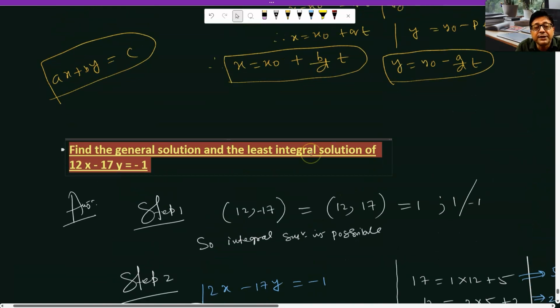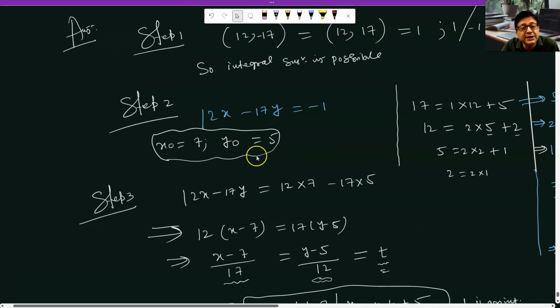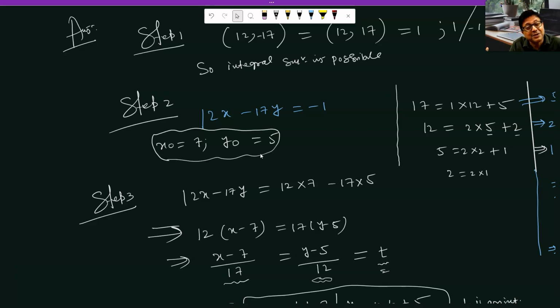Find the least integral solution. How will you get it? After getting this solution, which one is the least integer? Is it 7 and 5 only? Maybe, maybe not. You may suspect this is not the least value. Maybe other values are there. Let's check.